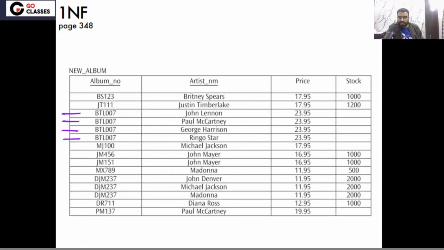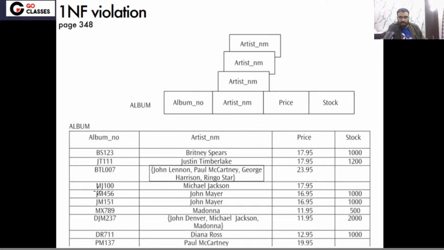Can anyone find where the redundancy is? The redundancy is very simple. Look at this album. For this album, this is the price. So if I repeat this album 100 times, then this price will repeat, and that is redundancy. If I repeat this album number, let's assume 1000 times, then this price will also repeat 1000 times. This is unnecessary. This is redundancy.